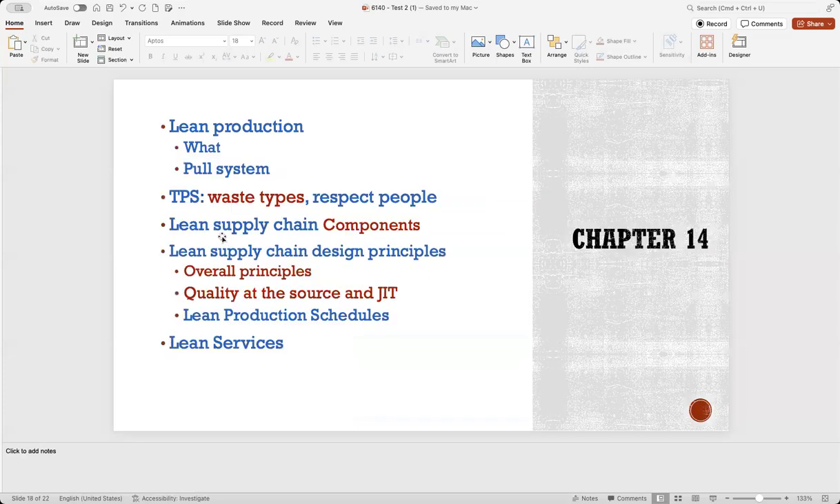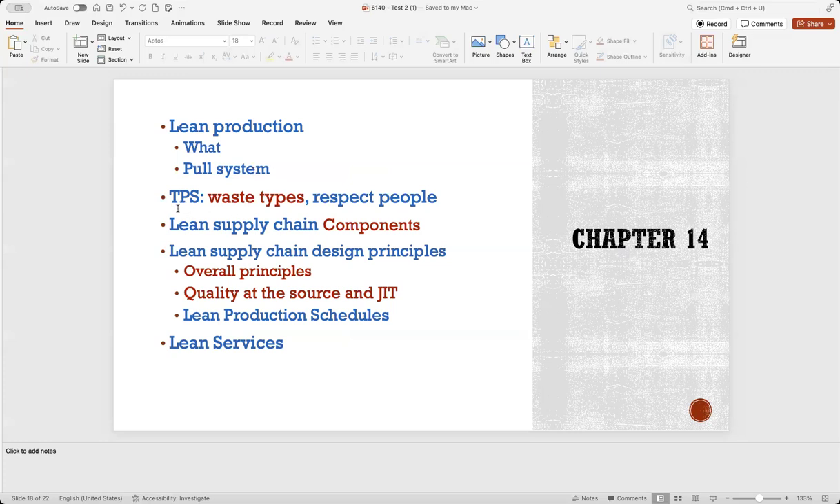Now the last chapter, chapter 14. In chapter 14 we talk about lean operations. The first thing you need to go over is what it is. Please read about the push system. What does push system mean? In contrast, we have the pull system. Do not misunderstand these two systems.